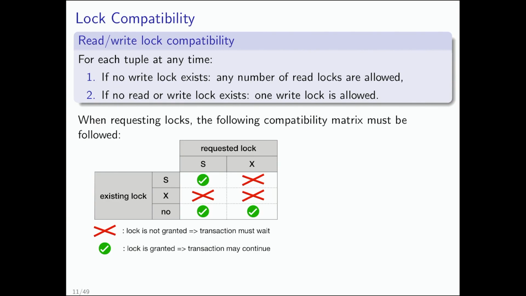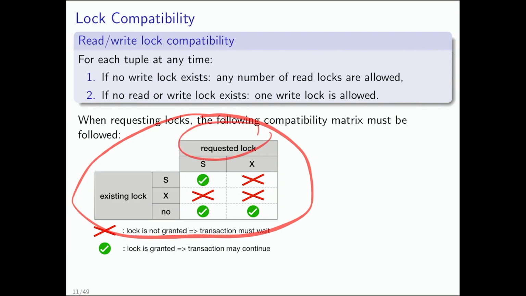If no read or write log exists, one write log is allowed. Meaning you want to acquire a log on a tuple for writing, and that is okay if no other read or write log was given out by the database system for that tuple. That also means a write log is exclusive. There can only be one write log on a tuple, but not two. So here's the matrix you have to follow: a requested log, a read log, a shared log, and an exclusive log. And that's what I just explained.